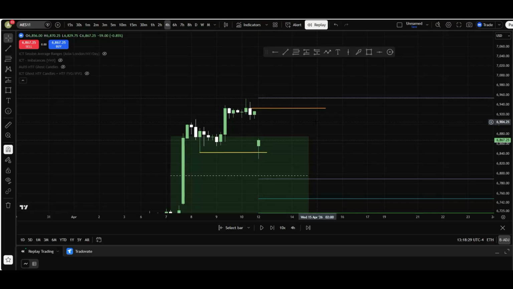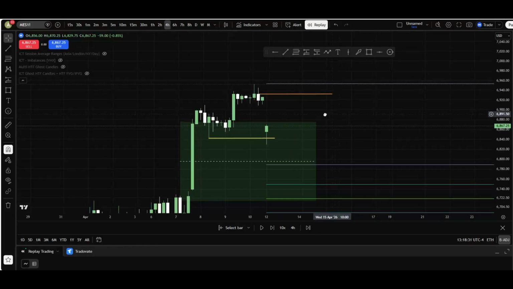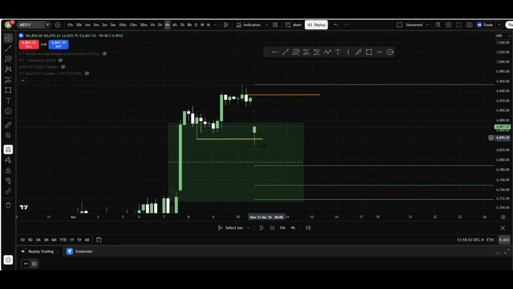And then we need to wait for a closure above this. And if we don't get that and it keeps going lower, that's no problem. We're just going to be adjusting where we want to see that order block. So we'll play a couple candles out.